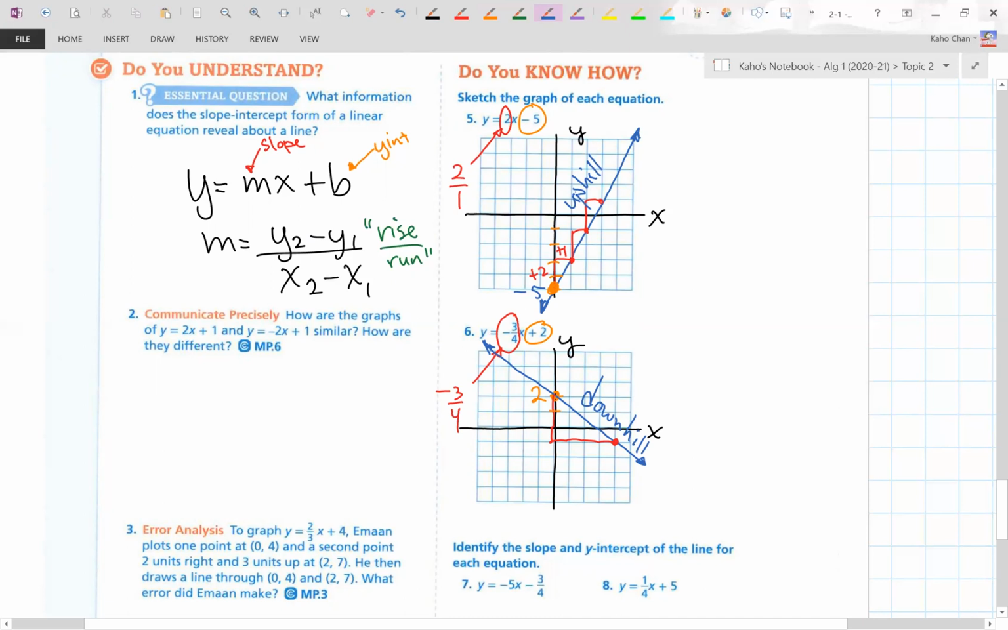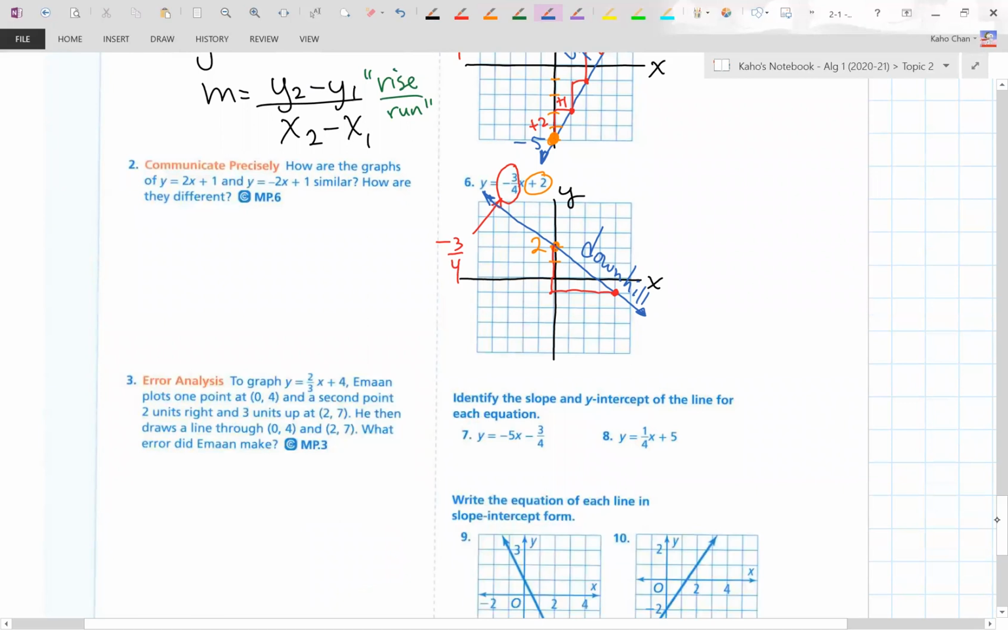Great. Let's go ahead and do number 7 and 8. Oh, these are not that bad. Identify the slope and the y-intercept for the line of each equation. Easy enough. The slope is the number in front of x. It's in slope-intercept form. So there it is. That's the slope. Negative 5 over 1.